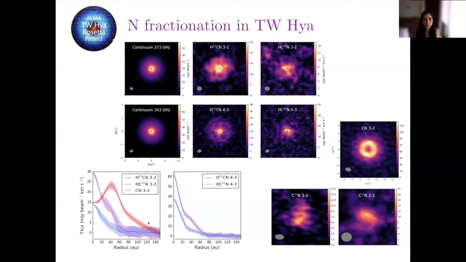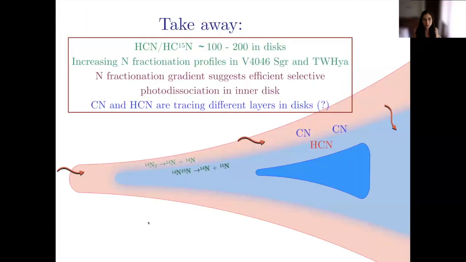As a takeaway from this, because my time is running out, the first thing is that we find disk average HCN fractionation levels between 100 and 200 in disks, and these are very consistent with cometary values. We also find increasing fractionation profiles in the two disks where we have made this study so far. And this gradient suggests that selective photodissociation is the dominant fractionation pathway in disks. And finally, we think that CN and HCN might be tracing different layers in the disk, which would explain why we find these different fractionation levels.